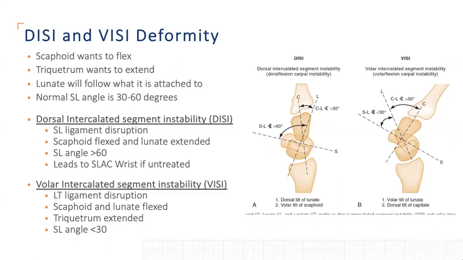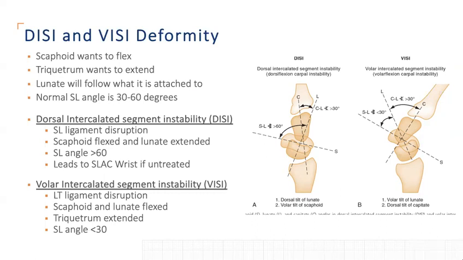Depending on injuries that can happen with the wrist, you get two main deformities. You can have a dorsal intercalated segment instability, or DISI deformity. And this happens when there is an SL ligament disruption.